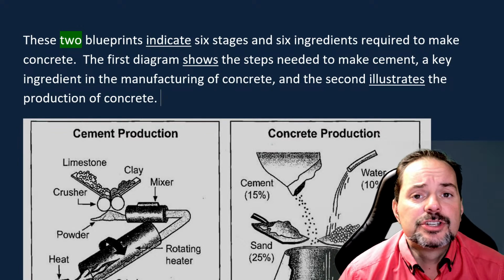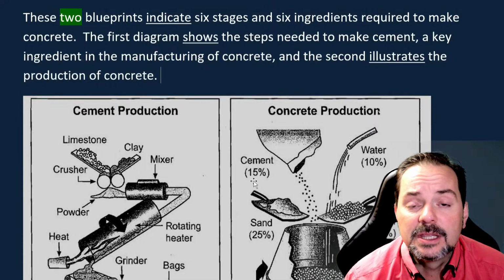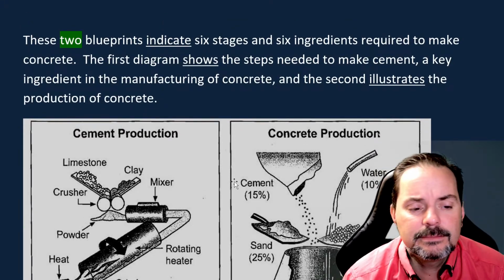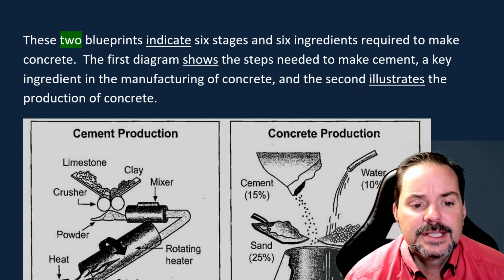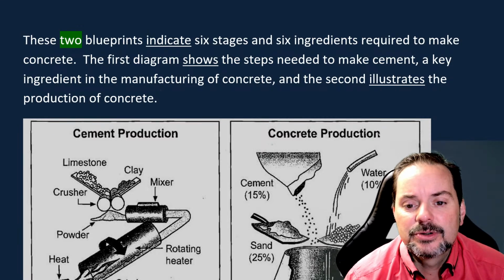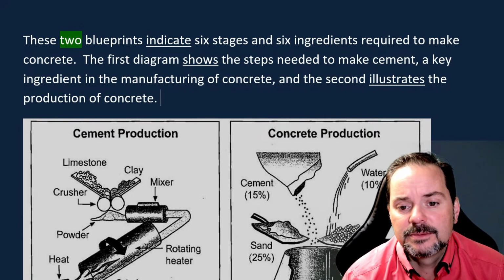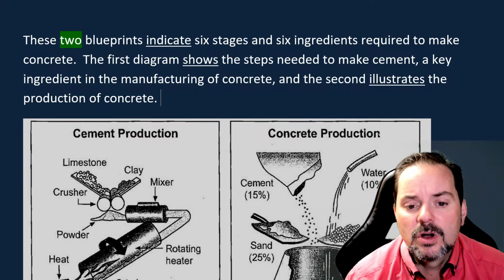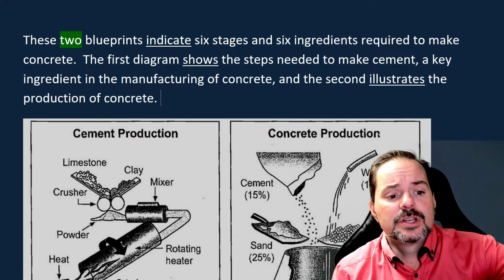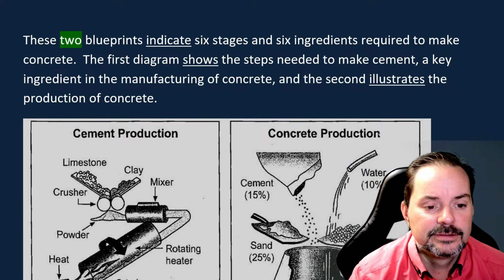So now we have our introduction. Okay, this is what a Band 9 introduction should be like. Doesn't have to be the exact same, but something similar. So these two blueprints indicate 6 stages and 6 ingredients required to make concrete. The first diagram shows the steps needed to make cement, a key ingredient in the manufacturing of concrete, and the second illustrates the production of concrete. Okay, good overview.